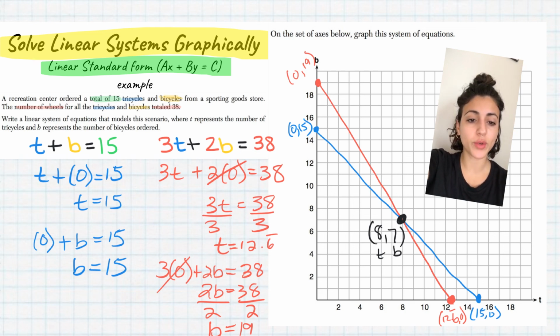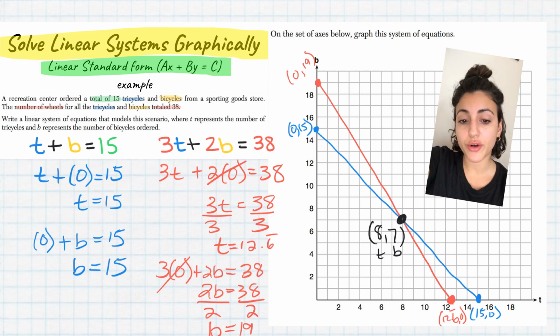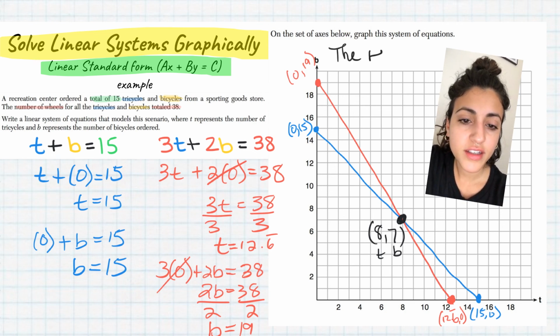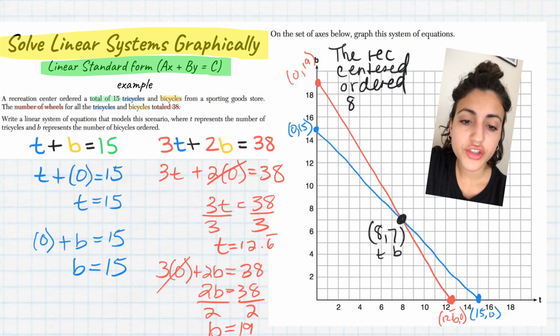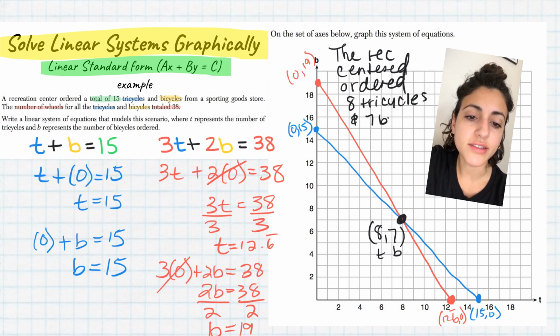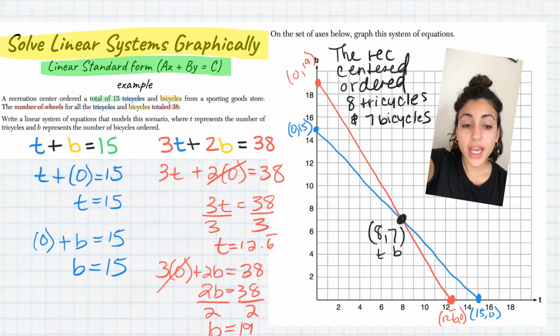Okay, so let's just make a quick sentence and we'll wrap up this video that has gone a little bit longer than I would hope. So our sentence here would be that the rec center ordered 8 tricycles and 7 bicycles. And so now we've solved this linear system graphically, and we interpreted the solution in the context of the problem. Okay, so that is it.